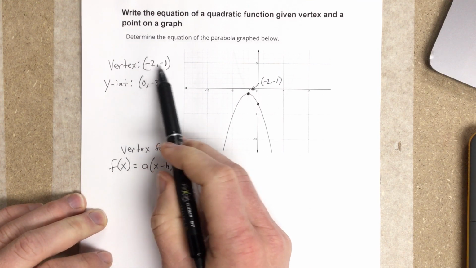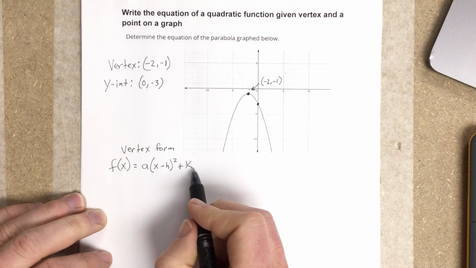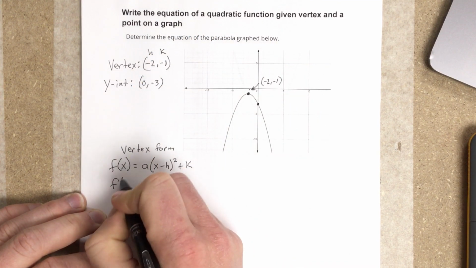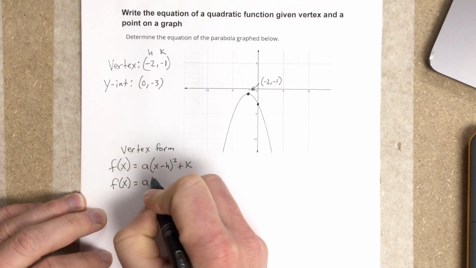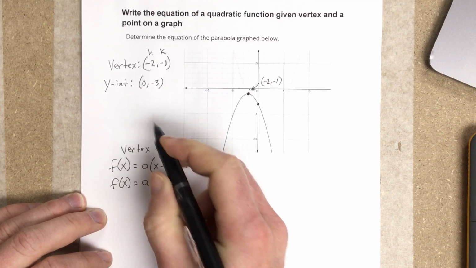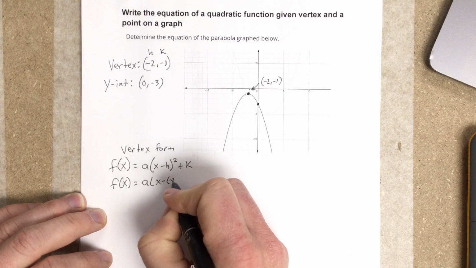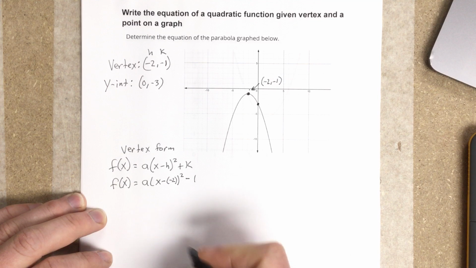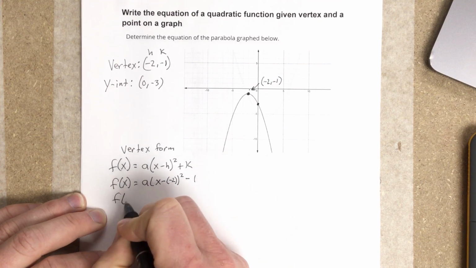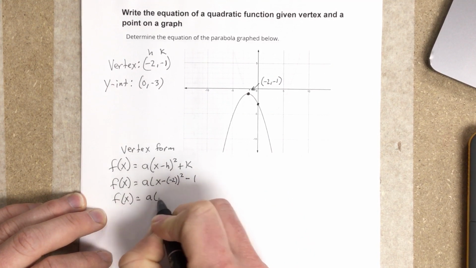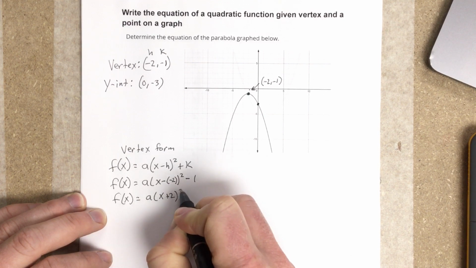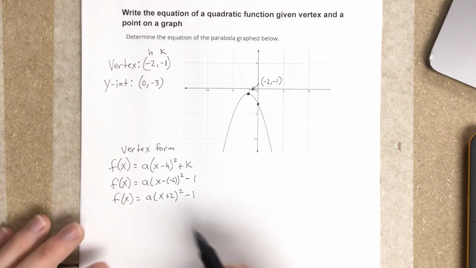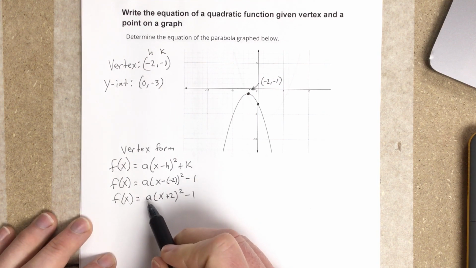And we'll start by plugging the vertex in. So if I plug in h and k, remember this is h, this is k, I would get f of x is equal to a times (x minus -2) squared minus 1. So that's really a times (x plus 2) squared minus 1. Now you can see I almost have an equation, but I'm missing this a value.